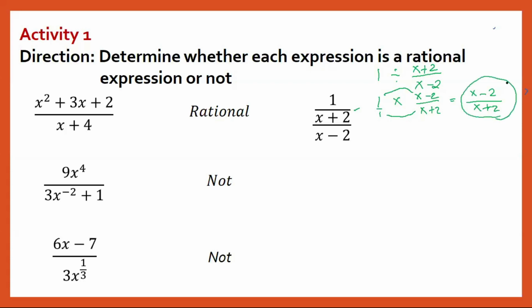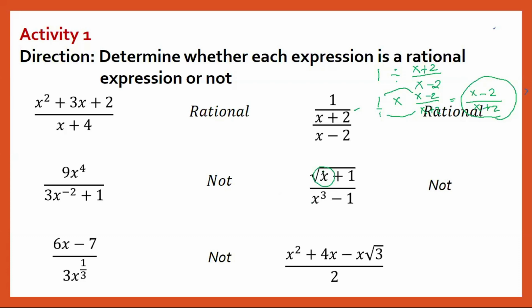So can we now consider this as a rational expression or still not? It's a rational expression. So you still have to try manipulating the expression for you to verify if it's a rational expression na talaga or hindi. Next, obviously it's not a rational expression because it has a variable inside the radical sign.